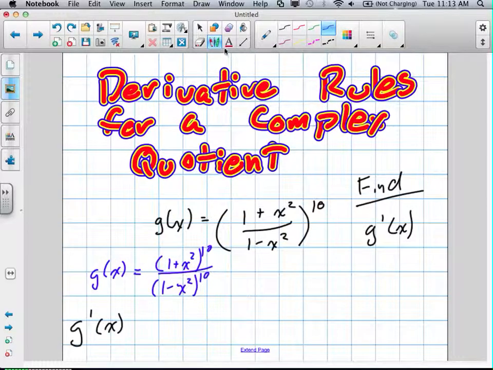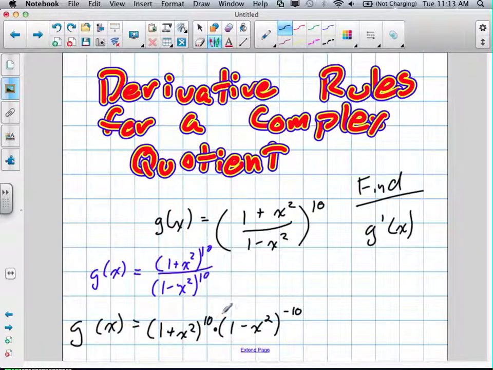When it's written like that, I just want to write another way of doing this here. This can also be written as 1 plus x squared to the power of 10 times 1 minus x squared to the power of what? Negative 10. This would then go into a product rule. We've already solved a question like that in a different lesson here. Okay? And this would be a complex product. But we're not going to solve it that way.